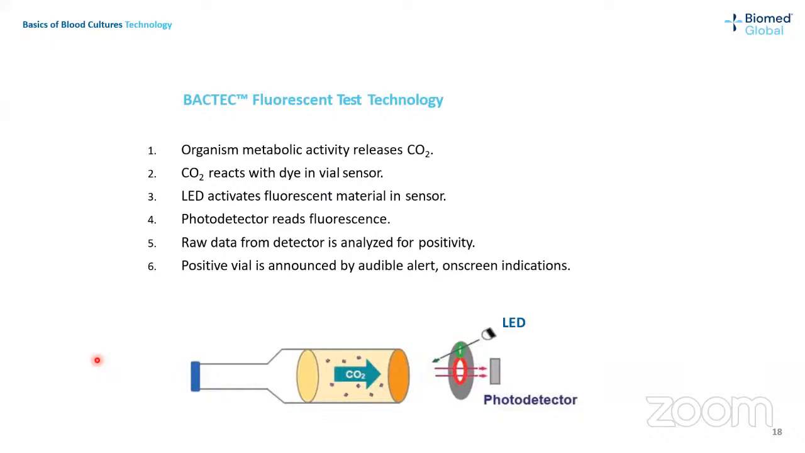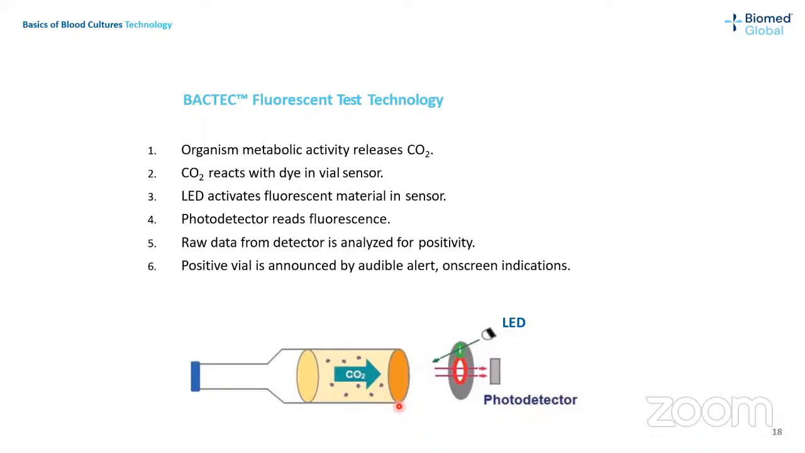So let me just give you a quick overview of the technology behind the BACTEC system. What actually happens is that when you first fill up the blood culture bottles with the patient's blood, containing the organism, that organism undergoes metabolic activity in the bottle, thereby releasing carbon dioxide. The carbon dioxide in the bottle then reacts with the dye in the vial sensor. If you're familiar with the blood culture bottles, you would notice that at the base of the bottle, there's a chocolate-colored coating. That's what we call the vial sensor.